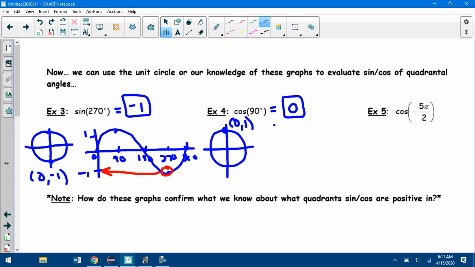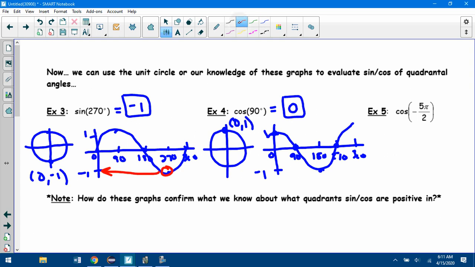Or I can think of the cosine graph. There's 0, 90, 180, 270, 360, 1 and -1. What I just showed you is the cosine graph starts at 1, and it goes all the way down to -1, ends back up at +1. So if I wanted to find cosine of 90 and I knew the graph, there's 90, and you can see I'm right at a value of 0.